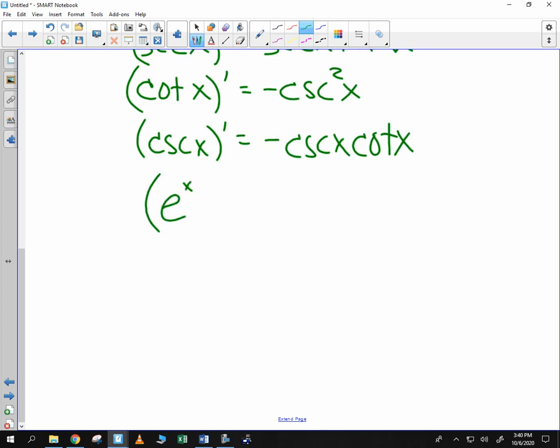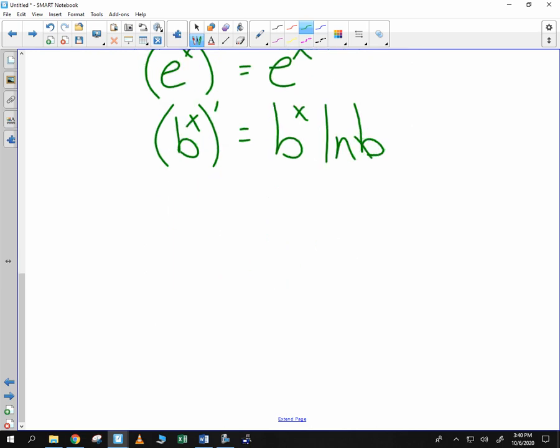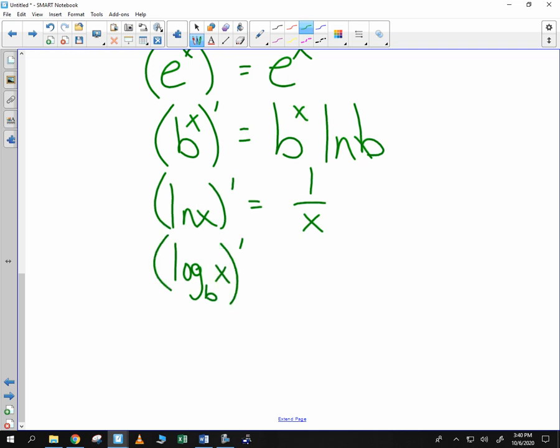The derivative of e to the x is e to the x. The derivative of something that has a base different than e is b to the x times the natural log of b. The derivative of natural log of x is 1 over x. The derivative of log base b when the base is different is 1 over x times the natural log of b.